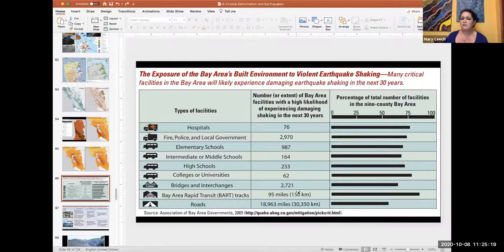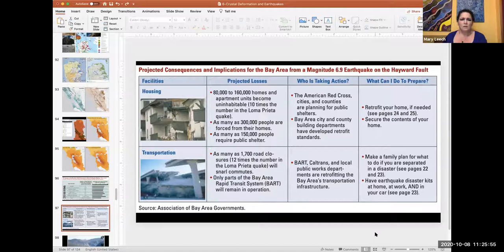There's going to be a lot of damage when that fault breaks, when the Hayward has its big earthquake. This is what's going to happen. There's going to be a lot of damage to these types of facilities. Roadways will need repairing. There'll be lots of detours. People may need to import water in because the water lines might be broken. They'll have to shut gas lines off. There'll be a lot of implications. This goes into more detail.